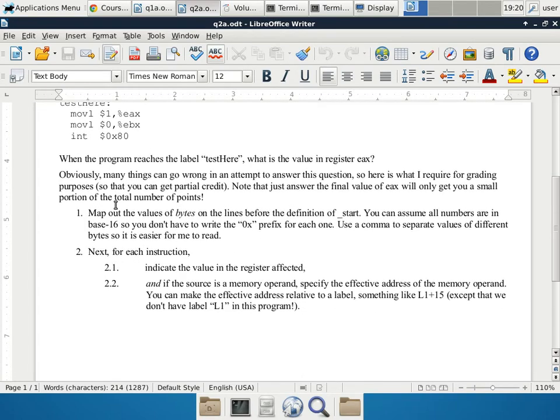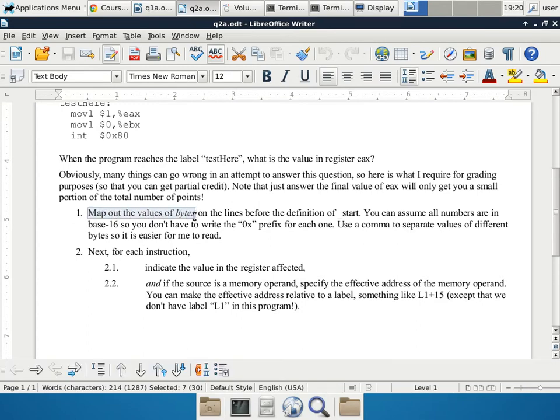Okay, so the instructions clearly said you have to map out the values of bytes, in italic, which means you have to give me the individual bytes, not as a chunk of 4 bytes or as chunks of 2 bytes. On lines before the definition of _start, you can assume all numbers are in base 16, so you don't have to specify 0x with all the numbers, because it would be very redundant. Use a comma to separate the values of different bytes so it's easier for me to read. I did specifically mention the format of what I'm expecting.